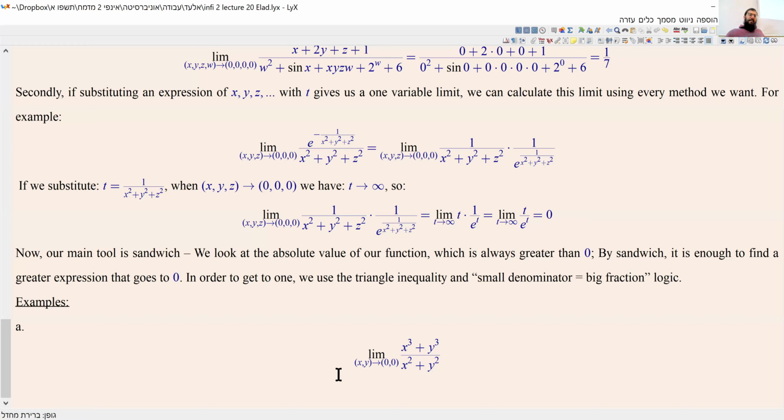Here, intuitively speaking, the degree of the numerator is 3, and the degree of the denominator is 2, and 3 is actually greater than 2. Our first example of a limit that exists. So we know that the limit should be 0, but how do we show it?